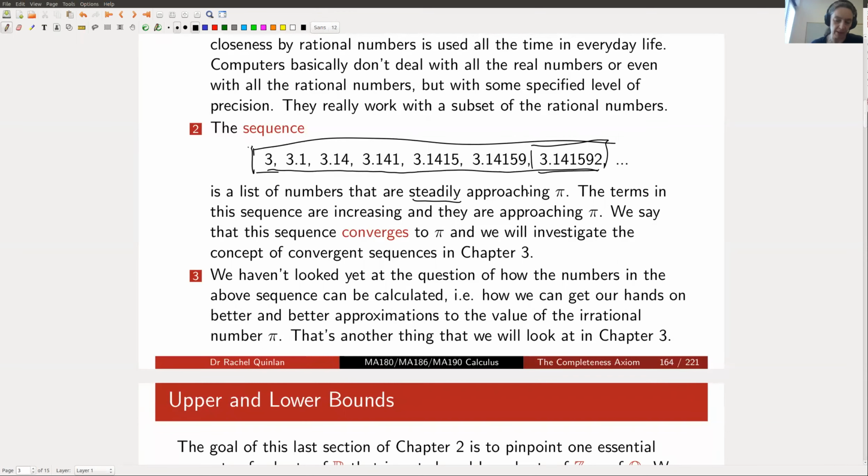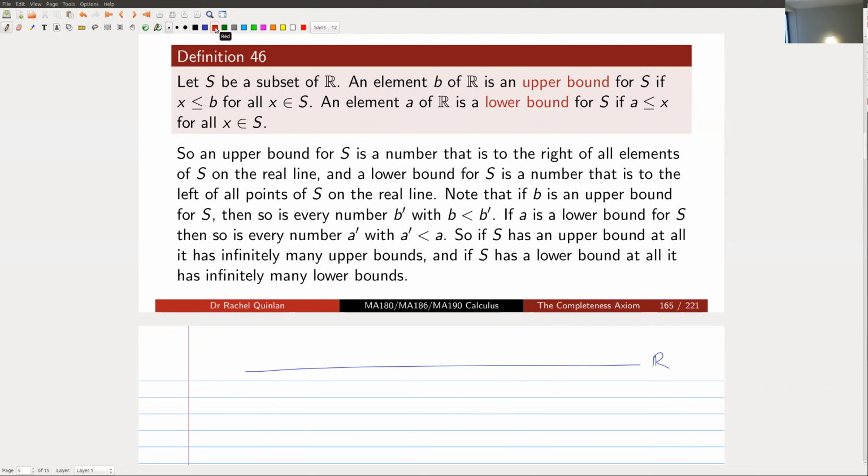Okay, so we need a couple of definitions, and this is something that we saw before, but let's recall it. So suppose we have a subset of the real numbers. This looks like a very formal thing, but hopefully it isn't so bad when you think about it in practical terms. So here's the real number line. And a real number B is called an upper bound for the subset S if every element of S is at most equal to B.